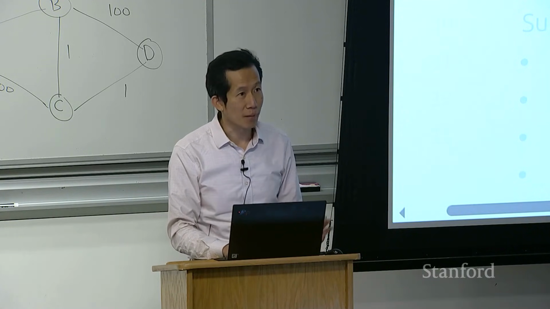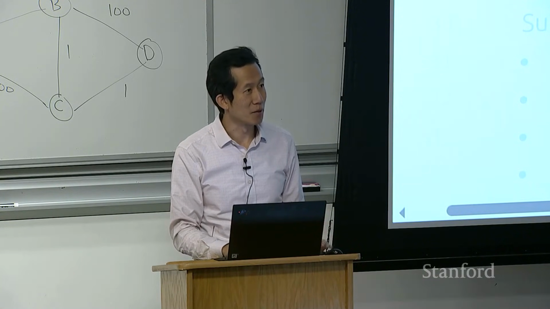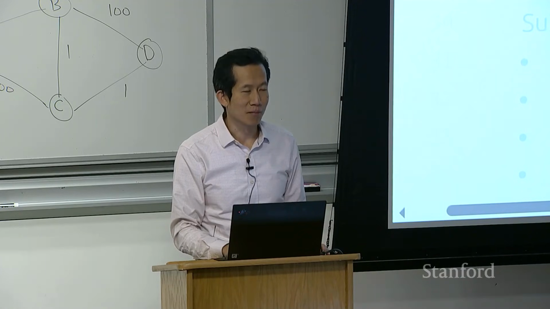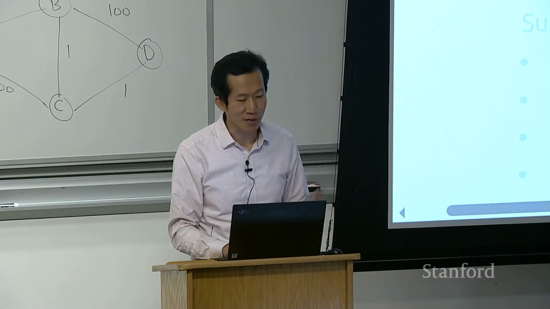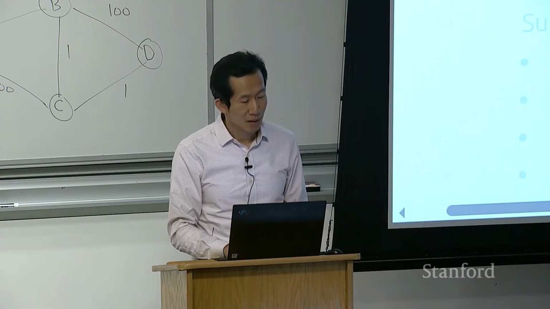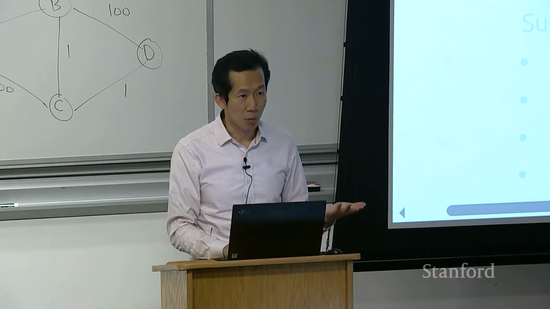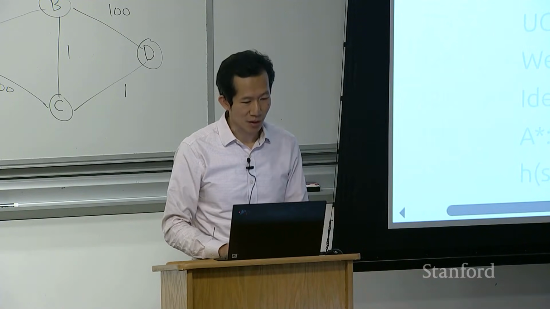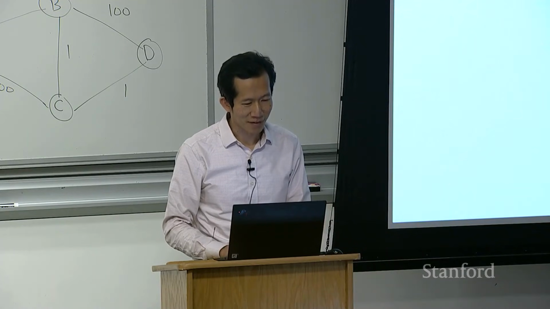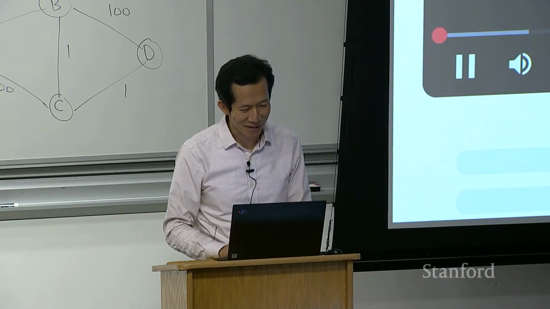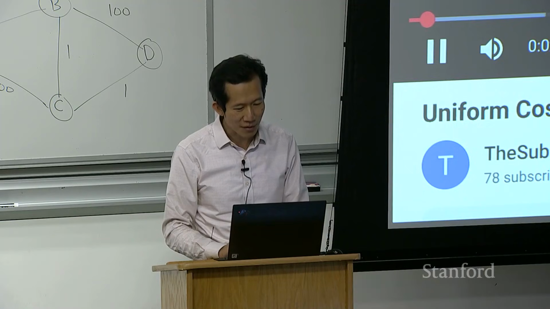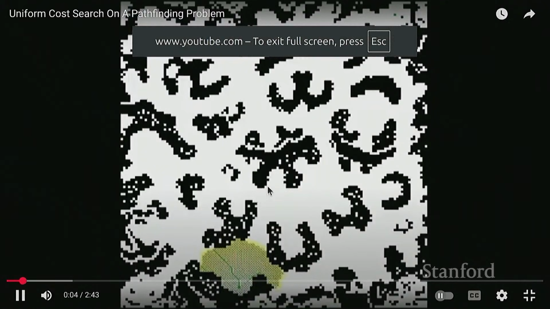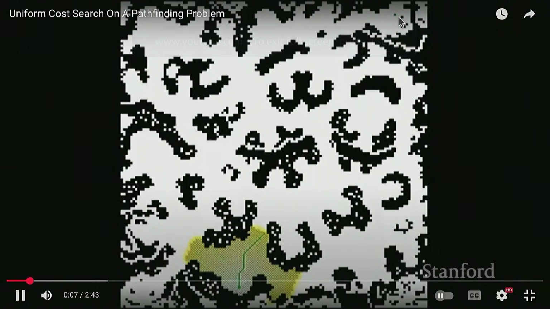Okay, so that's all I'm going to say about UCS. Well, directly about UCS. Actually, A star is all about UCS, as we'll see as well. So UCS works. Okay, so I really like this video, so I'm just going to play it again. So you see UCS works. It's guaranteed to find the minimum cost path. So what's not to like about it?